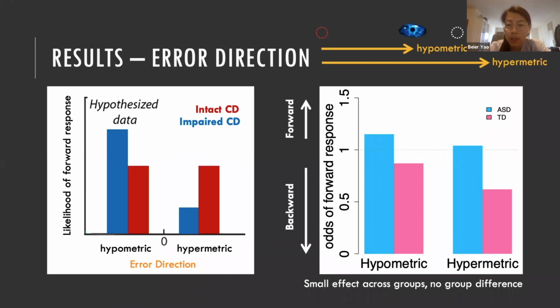Next, we found an effect of error direction. In this graph, the blue bars are the ASD group, and the pink bars are the TD group. Indeed, we found that participants were more likely to answer forward when the saccade is too short compared to when the saccade is too long. However, the odds of forward response was not significantly different from 1 in either condition.